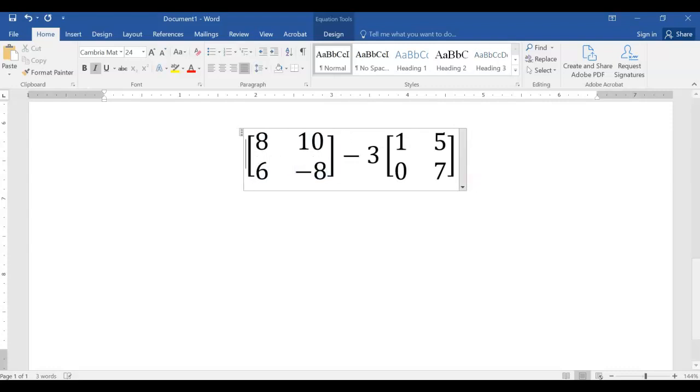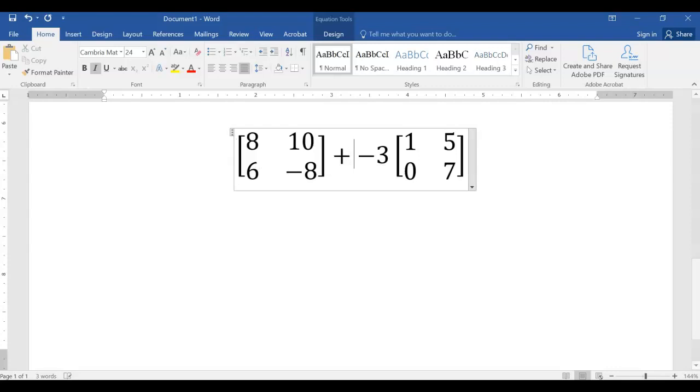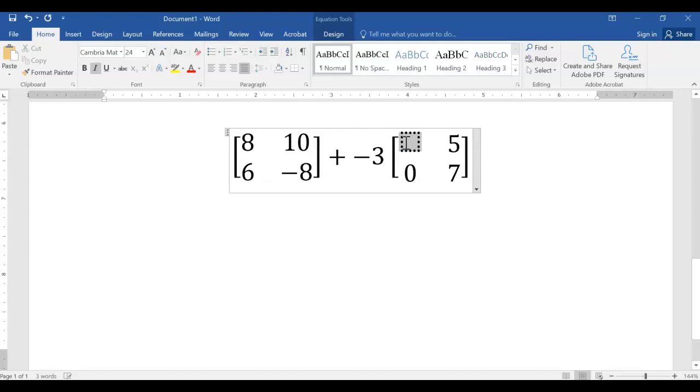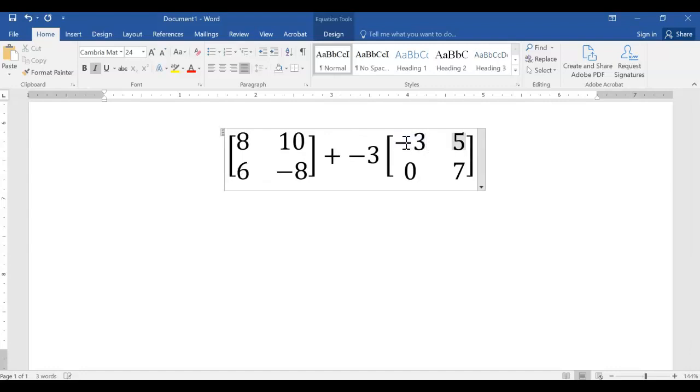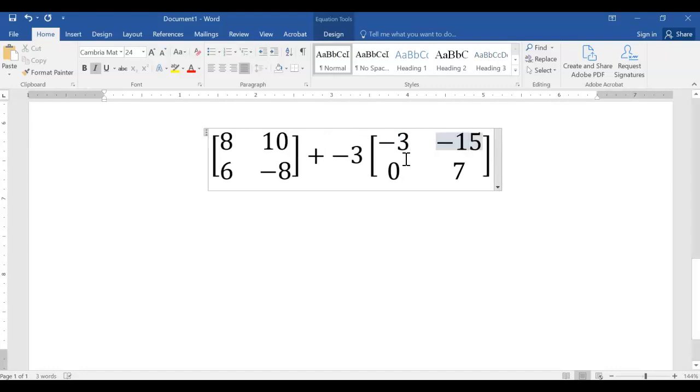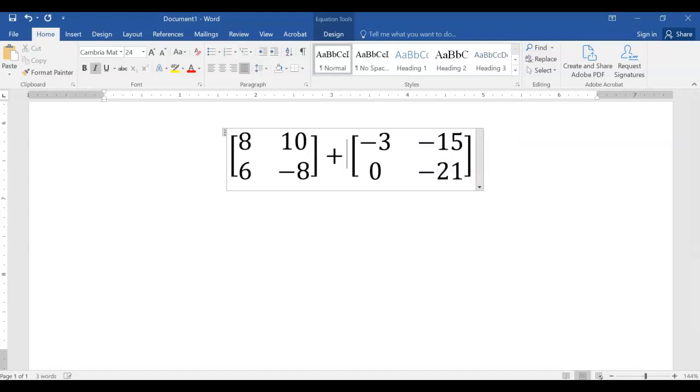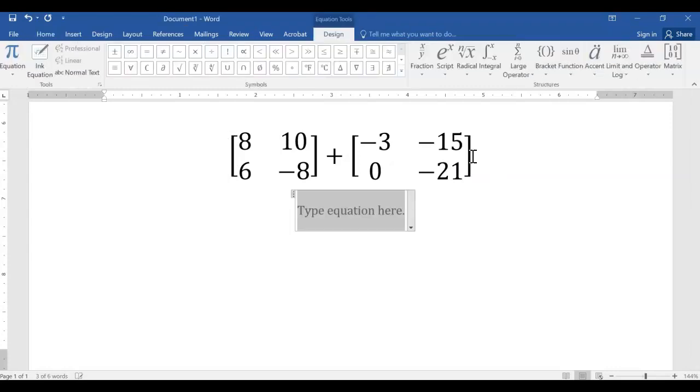So when I multiply the first matrix by 2, I get 8, 10, 6, negative 8. When I multiply the second matrix, I'm going to distribute the negative 3. So we're going to take 1 times negative 3, and I'll call that negative 3. Negative 3 times 5 is negative 15. Negative 3 times 0 is 0. Negative 3 times 7 is negative 21. All right. And then we go ahead and entry-wise add.